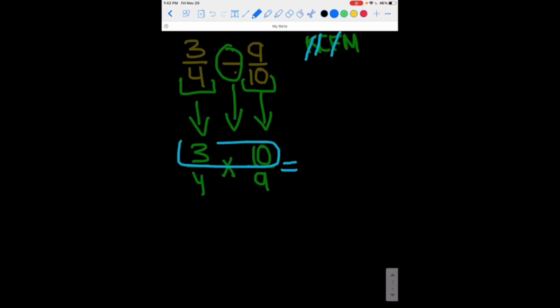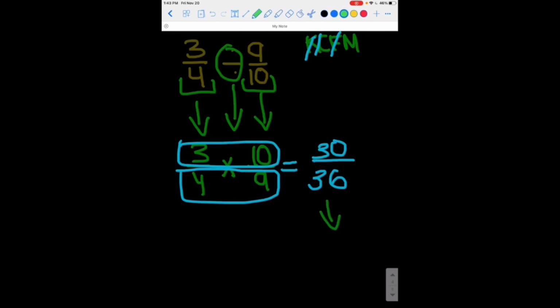So 3 times 10 equals 30. 4 times 9 equals 36. And if you remember from the multiplication, we should always simplify. So 30/36 can be simplified further into 5/6.